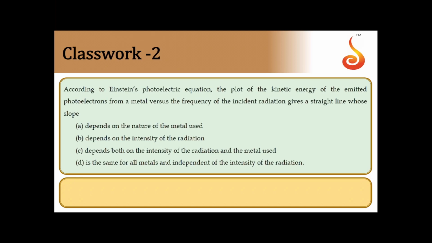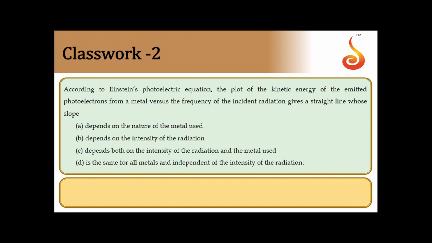Moving on to next one. According to Einstein's photoelectric equation, the plot of kinetic energy of emitted photoelectrons from a metal versus frequency of incident radiation gives straight line whose slope depends on nature of the metal used, depends on intensity of radiation, depends both on intensity of radiation and metal used, is the same for all metals and independent of intensity of radiation.